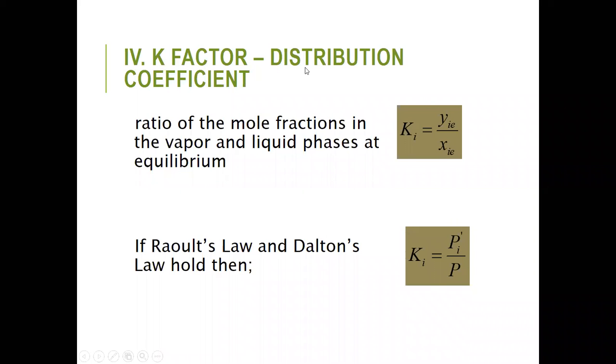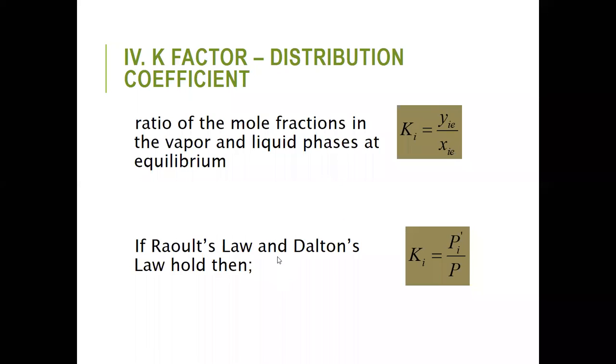The K factor, or the distribution coefficient. Simply the distribution coefficient. Now, this is the ratio of the mole fraction in the vapor and liquid phases at equilibrium. The reason why you see the subscript E here is it's denoting that this mole fraction ratio should be measured at equilibrium for component i. The i there, the first letter that appears in the subscript, refers to a component in your system. So, the ratio of the mole fractions at equilibrium for your vapor and liquid phases.